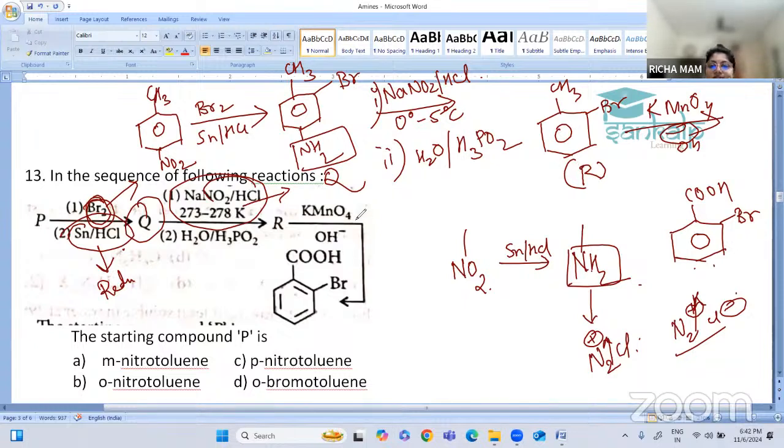Then KMnO4 is a good oxidizing agent. Alkaline KMnO4, so your CH3 group is converted into a carboxylic group. So our answer is para-nitrotoluene, option number C. Option number C, para-nitrotoluene. Is it clear? Fine. So let us go for the next one.